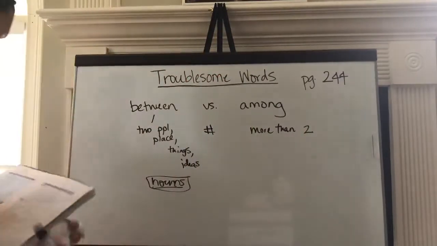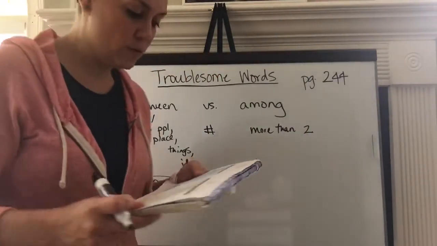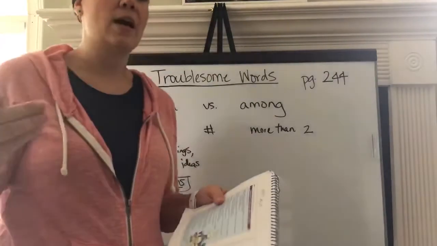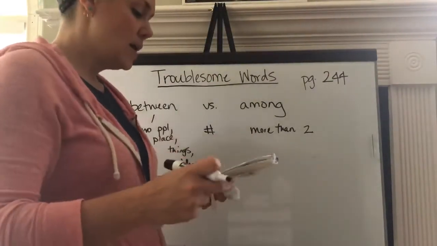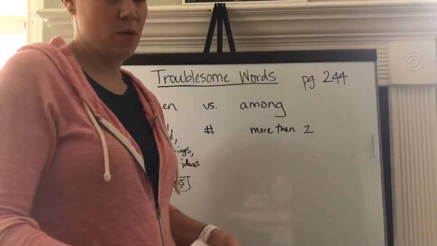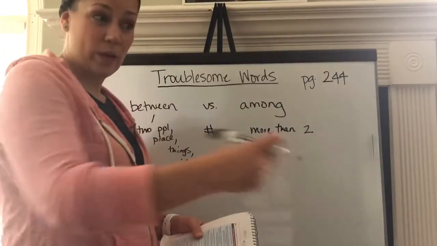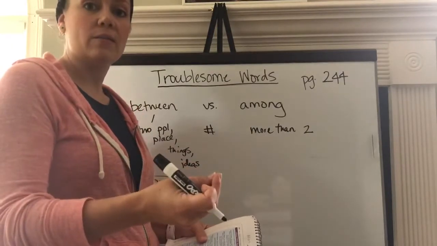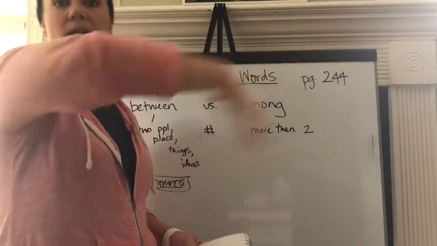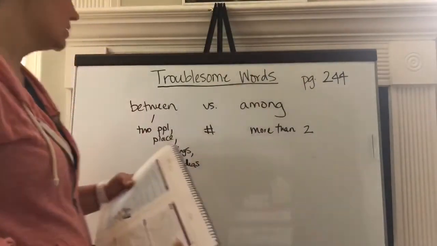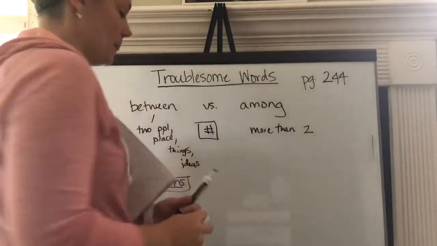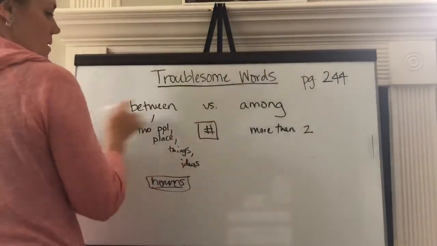Okay, so what would this look like? Well, the example in your book that they give you, Jared and I had $3 between us because there's just Jared and I. So those $3 are between us. However, if you listen to this one, the sickness spread among the townspeople. Okay, it didn't spread between the townspeople because there were more than one, right? Or more than two, rather. It spread among the townspeople because there were many of them. Okay, so this has to do with number. All right, between just two, among more than two.